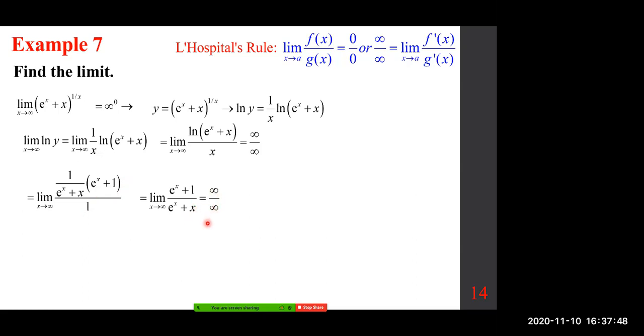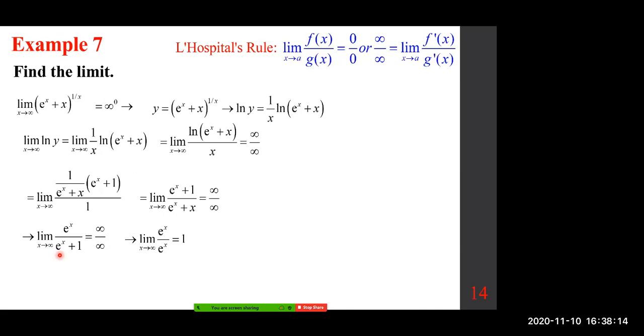Let's continue with the thought. So we are going to differentiate the top, becomes e to the power of x, and the bottom becomes e to the power of x plus 1. And I hope you see that's infinity over infinity. Differentiate the top is itself, and the bottom is e to the power of x, and we are practically done because this is equal to 1.